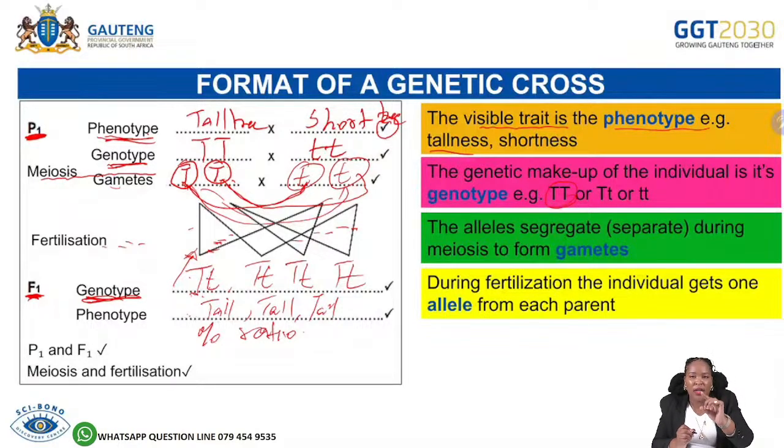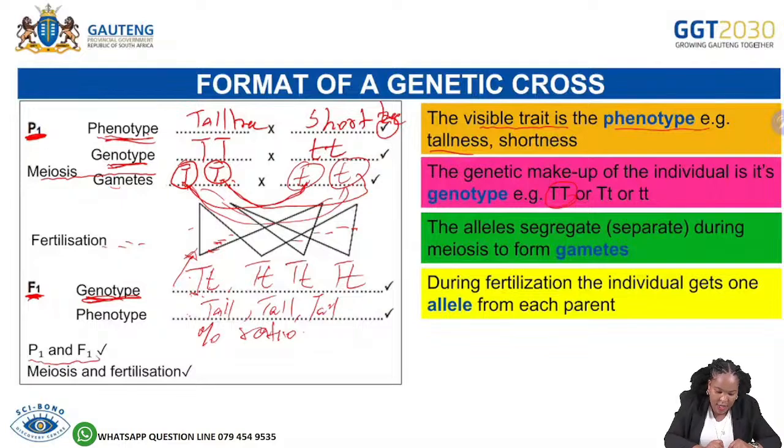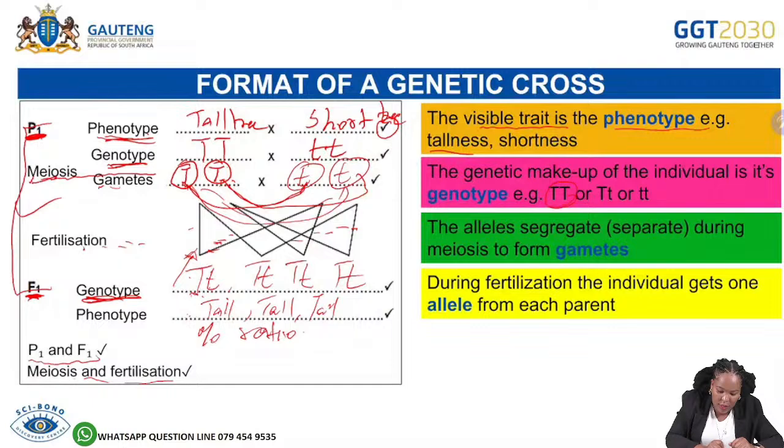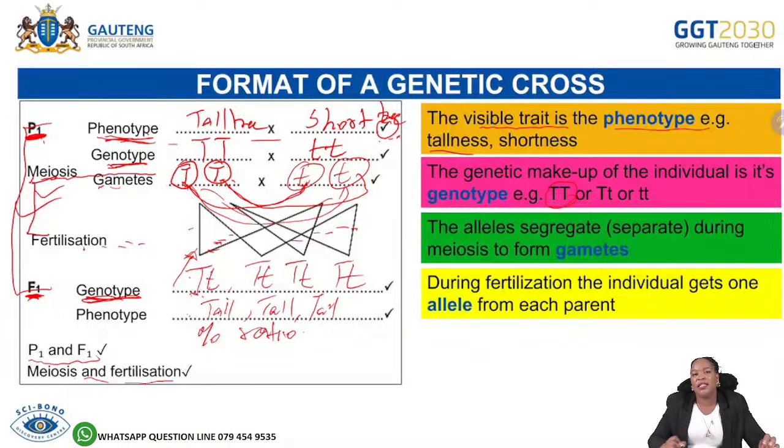So where are you going to get your other marks? Look, for writing P1 and F1 here, this one and this one, you get a mark at the correct place. Then for writing meiosis and fertilization, meiosis gives us gametes, then those gametes are going to fertilize. In that order. So you're going to write meiosis, fertilization, then you get another mark. This P1 and F1, and meiosis and fertilization, and the phenotype of the offspring, I always say those are the 3 marks.